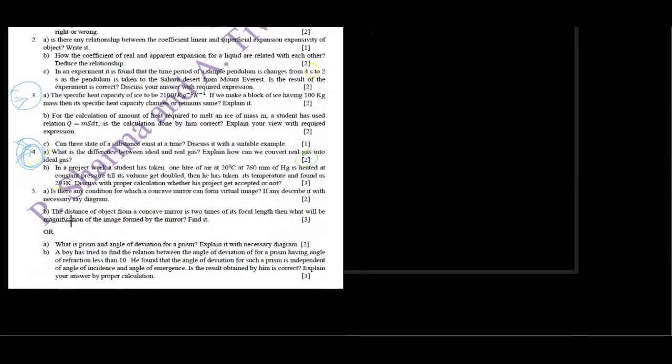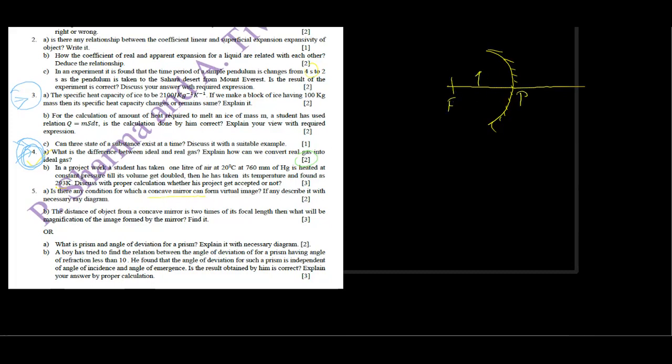Now we are moving to question number 5, and in this question, let us see. Okay, this is related to mirrors. It is given: is there any condition for which a concave mirror can form a virtual image? If any, describe it with a necessary diagram. So as we know, this is our concave mirror. This is the principal axis, this is the focus, and this is the pole.